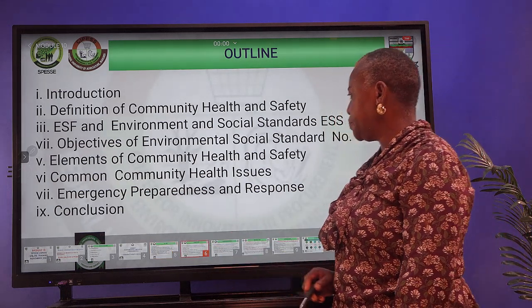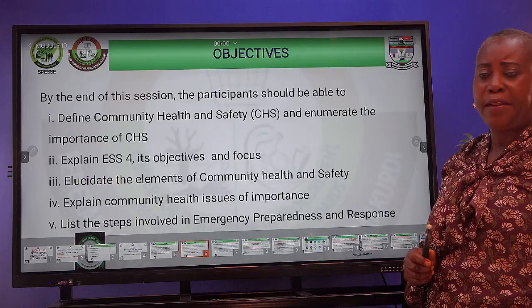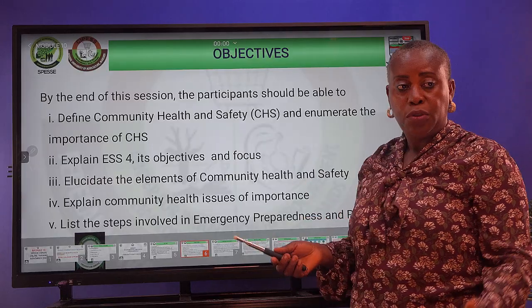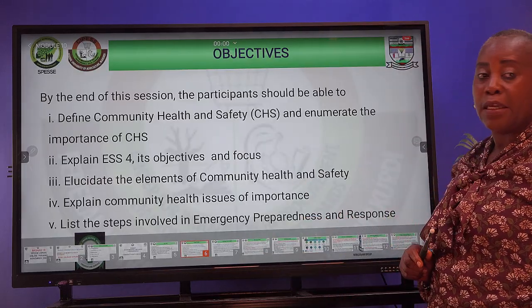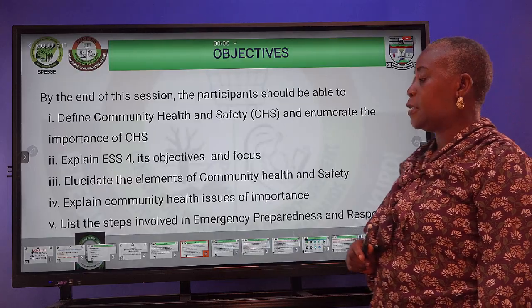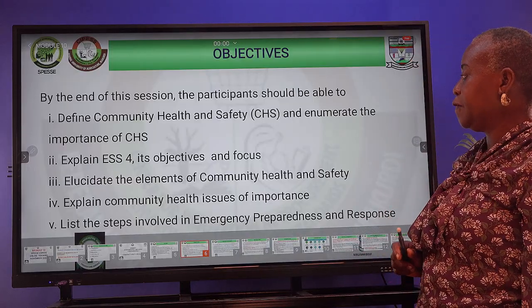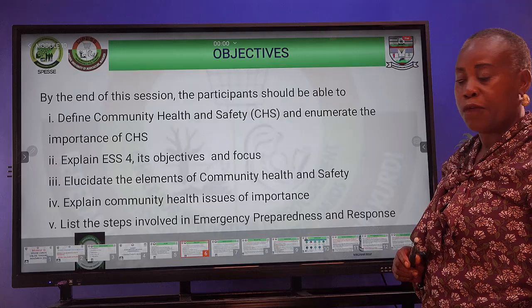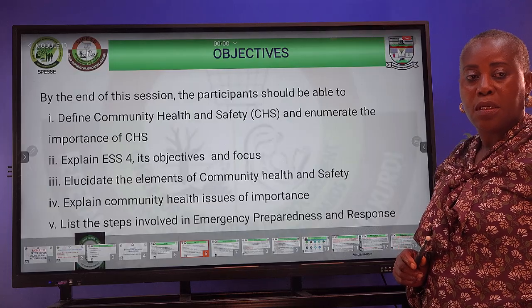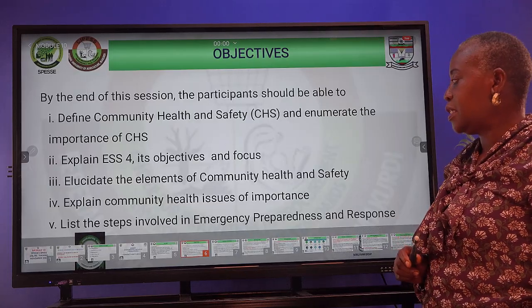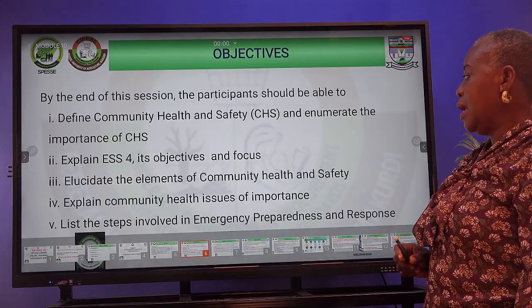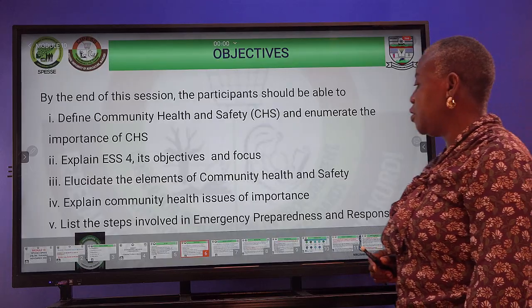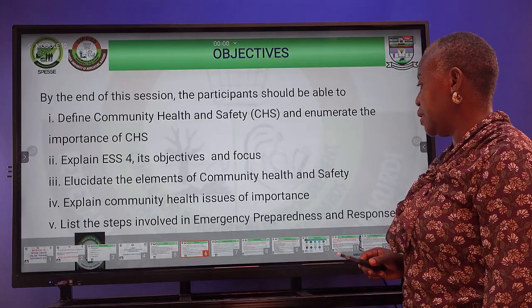So, what do we want to achieve at the end of the day? You'll be able to define what community health and safety is and enumerate its importance, explain environmental and social standard 4, its objectives and focus. Also explain what community health issues of importance are, and list certain steps involved in emergency preparedness in communities.